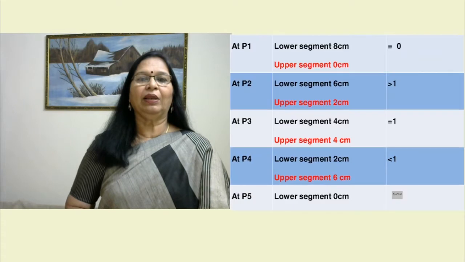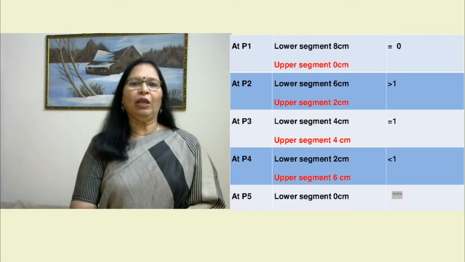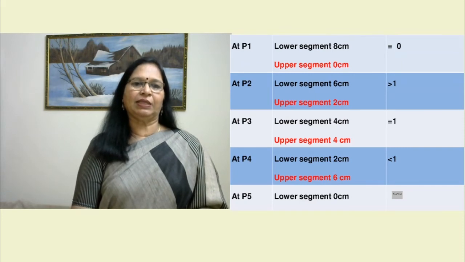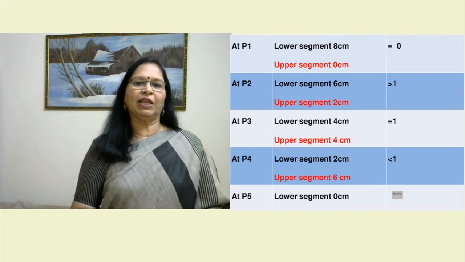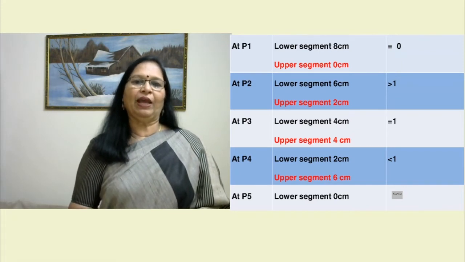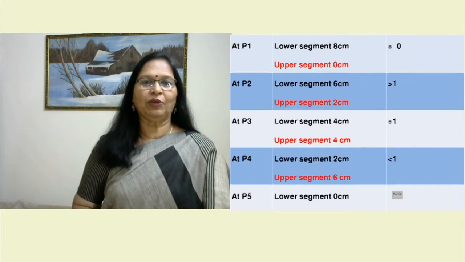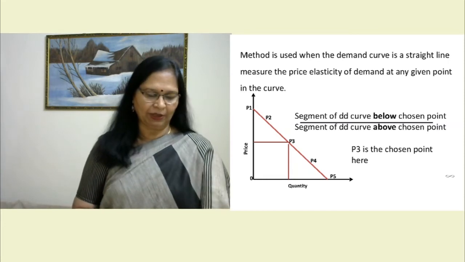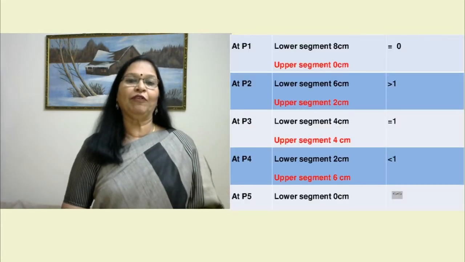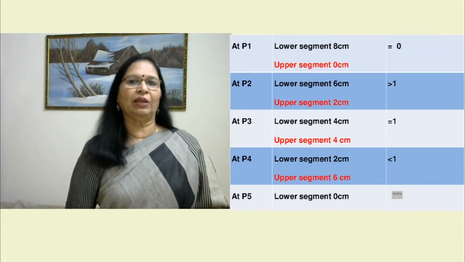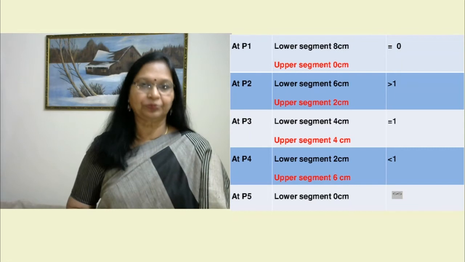Then the next one is P4, where the lower segment is 2 but the upper segment is 6. So the upper segment being 6 indicates that it has less than 1 elasticity. And finally the last part, P5, where we have nothing on the lower segment, all on the upper segment, and therefore the value will be infinity. So this is one of the methods used in measuring elasticity.